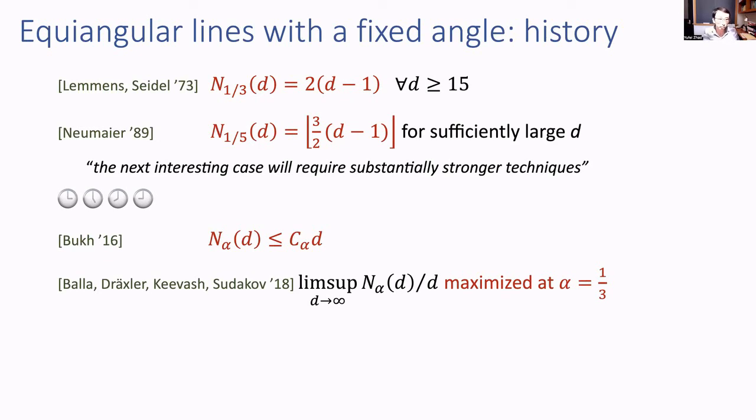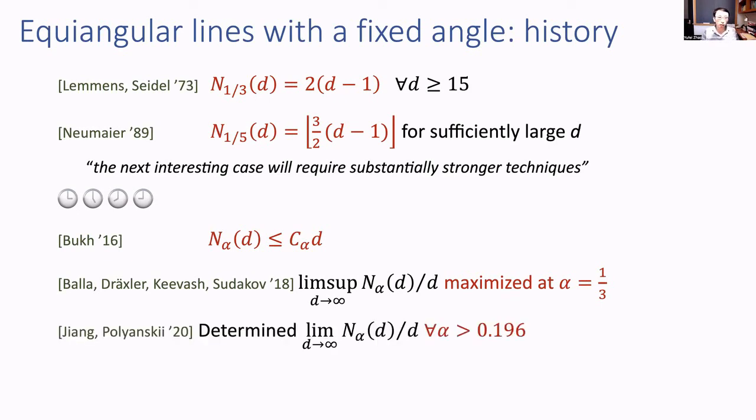So in the paper by Balla, Dräxler, Keevash, and Sudakov, they showed that this coefficient is actually maximized at alpha equals 1/3. So for all the other values of alpha, the answer is strictly less than 2. Subsequently, Zilin Jiang and Alexandr Polyanskii determined this limit when alpha is bigger than 0.196. And there's some specific value here which comes from spectral graph theory.